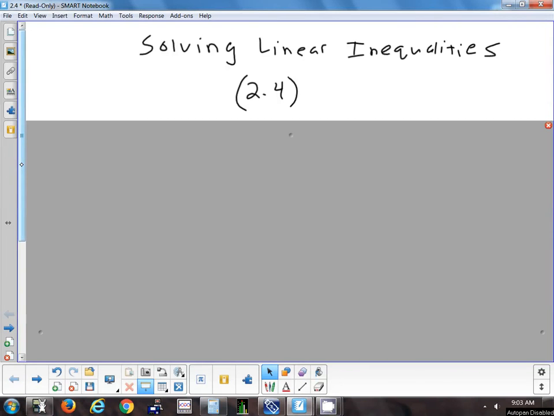All right, so today we're going to look at section 2.4, which is on solving linear inequalities. We'll do a little bit algebraically, review the rules, especially when you have to flip the inequality. And then we'll do some graphically, on the calculator.